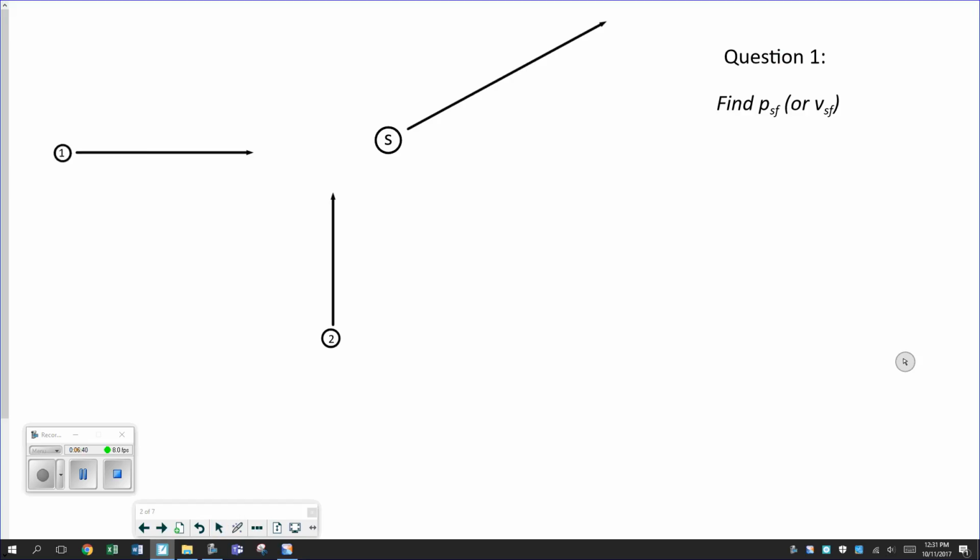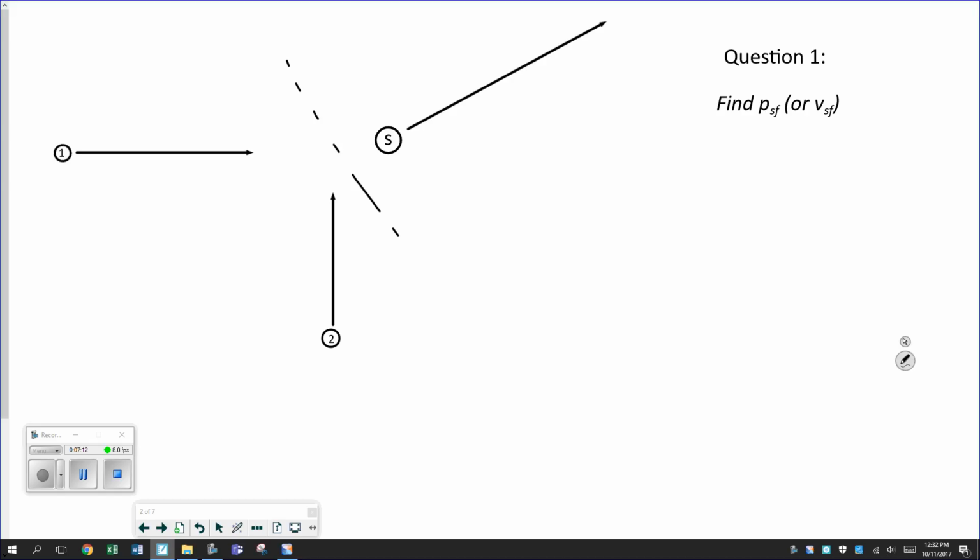Here's a two-dimensional interaction in which object 1 and object 2 approach each other like that, and then let's say they stick together. They don't have to, but let's say they do. Now let's put away the fact that we could probably solve this with a Pythagorean theorem approach. But if it's a more complex problem that looks like this, we're not going to use a Pythagorean theorem approach.